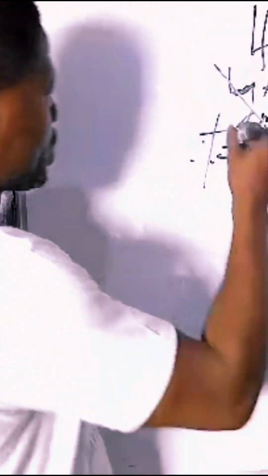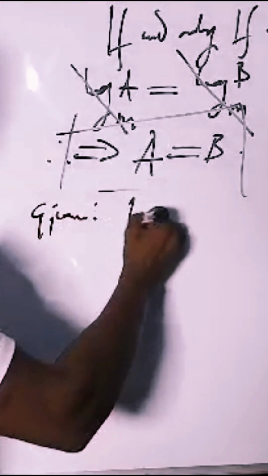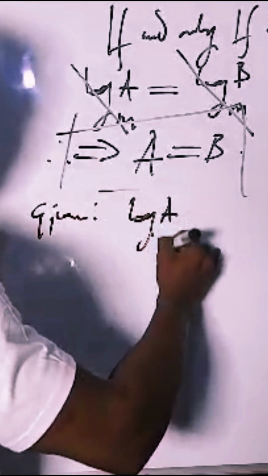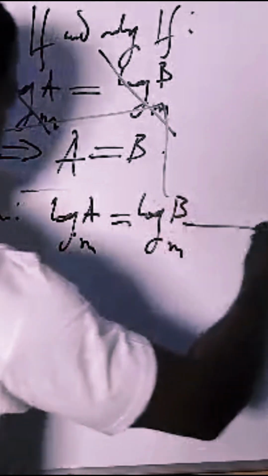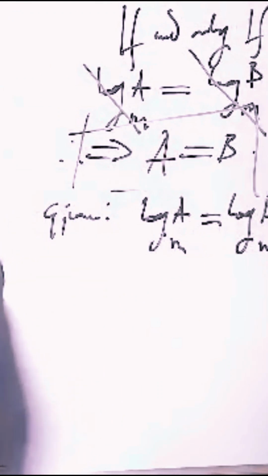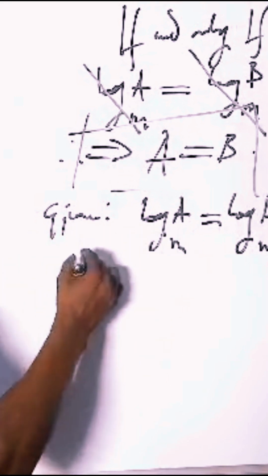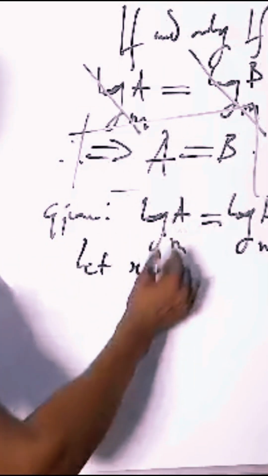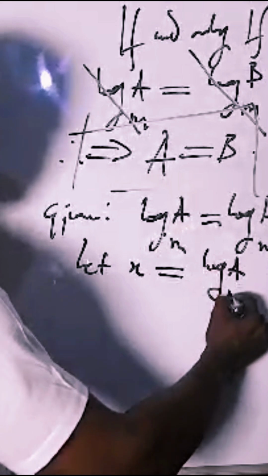To do that, given that the log of a to base m is equal to the log of b to base m, let's call this equation number 1. Now, let us use x to represent this part of the equation. That is, x is equal to the log of a to base m.